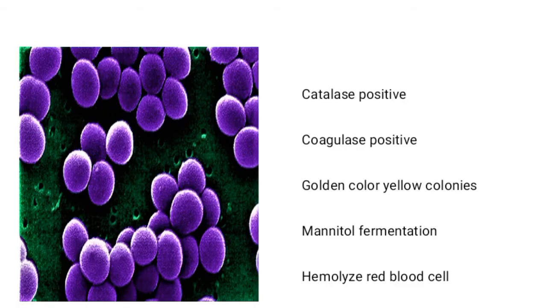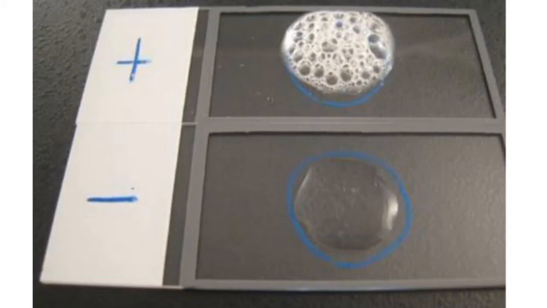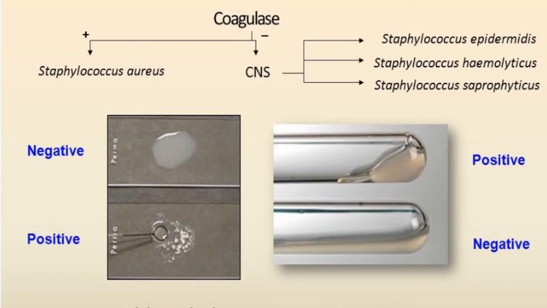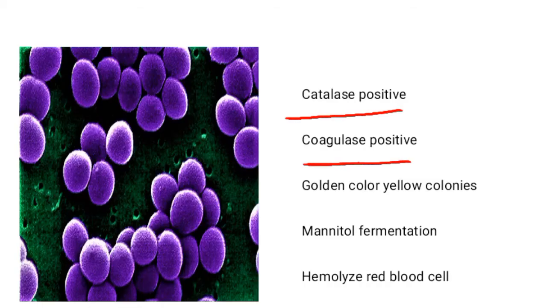All the Staphylococcus species are catalase positive, meaning they produce catalase, and this catalase breaks down hydrogen peroxide, which produces oxygen, and this oxygen appears as bubbles. Staphylococcus aureus is also coagulase positive, meaning it produces coagulase which clots the plasma.